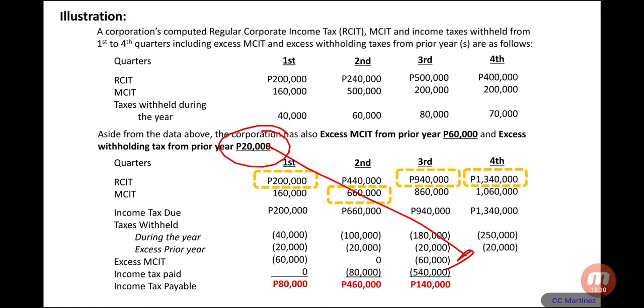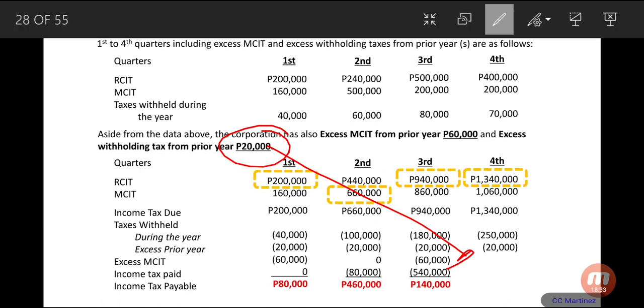Yan. So, for the excess MCIT, gagamitin ba natin siya? Hindi. Answer is, hindi gagamitin. Bakit? Kasi, ang ginamit natin for the income tax due is RCIT. Again, ginagamit lang natin ang excess MCIT kapag ang babayaran natin o ang income tax due natin is MCIT. Okay, for this quarter, di pa rin nagbabago, 60,000, ibababa lang natin siya.